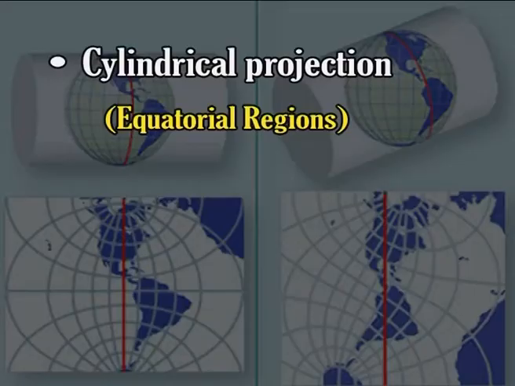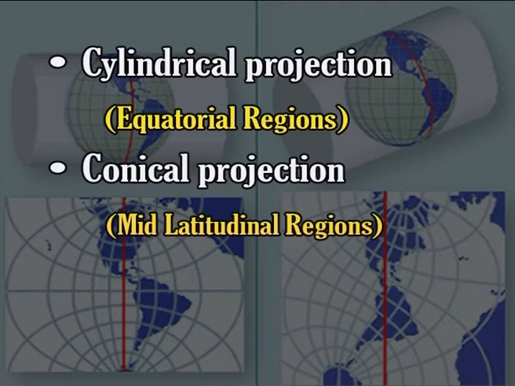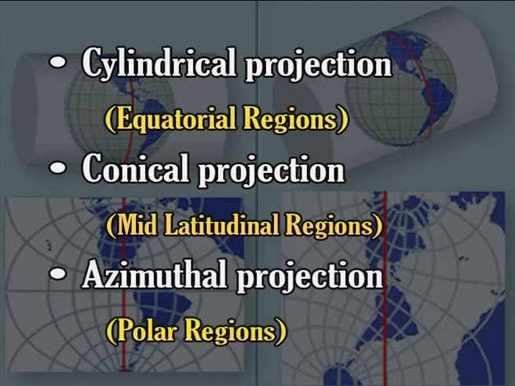Classification based on developable surfaces. The kinds of classifications are cylindrical projection, used mostly on the equatorial regions, conical projections used in the mid latitude regions, and azimuthal projection used mostly in the polar regions.